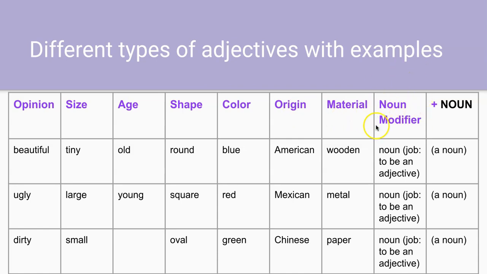And noun modifier means this is actually a noun, but it is used like an adjective because it is before the actual noun. So a noun modifier is a noun, but the noun has a different job in that sentence. In that job, it is not a noun, it is acting like an adjective. In this video, we're going to see some examples of noun modifiers.